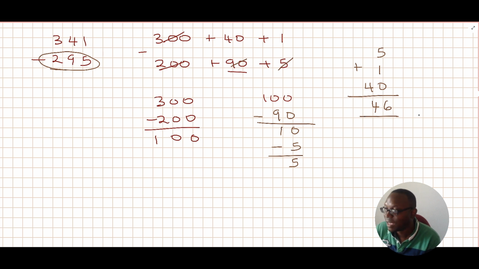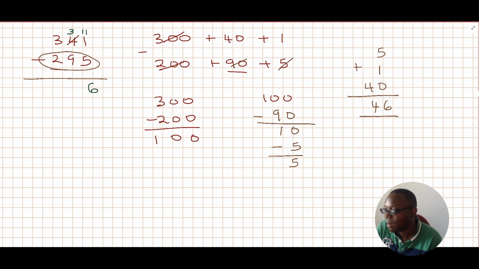Now that is the place value method of subtraction. Then you have the algorithm method of subtraction, which goes this way. 1 minus 5, you can't really do that. So you have to go over to 4 and borrow 1 from 4, and 4 is left with 3. And the one we borrow becomes 10. We add it to 1, it becomes 11. 11 minus 5, we have 6 on this side.